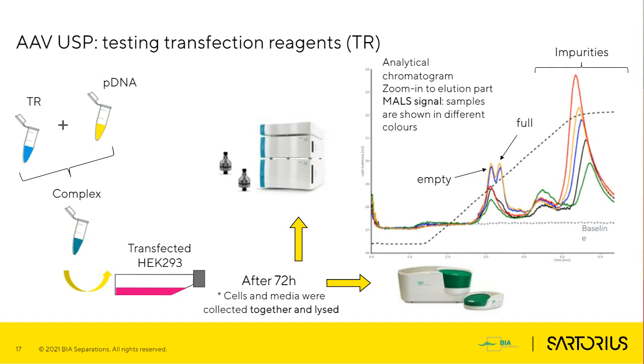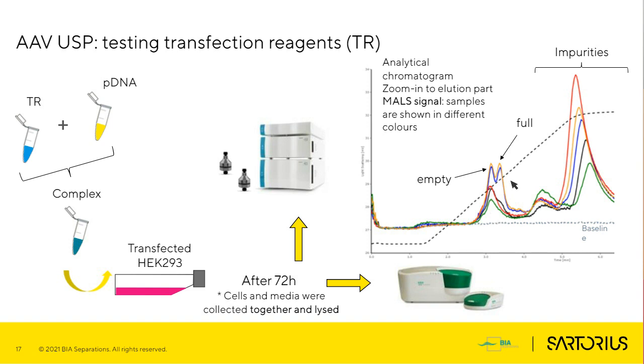So this is the output from our second analytical column. What you see here is the elution gradient, and plotted on the graph is the light scattering signal. Different samples are given in different colors. On the right side here, you can see peaks that belong to different impurities. And on the left side, you are able to see two peaks, one that corresponds to empty AAV and the other which corresponds to full AAV.